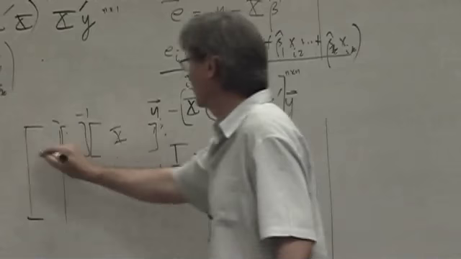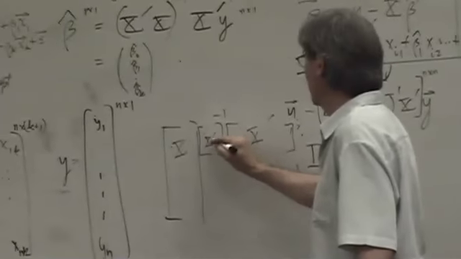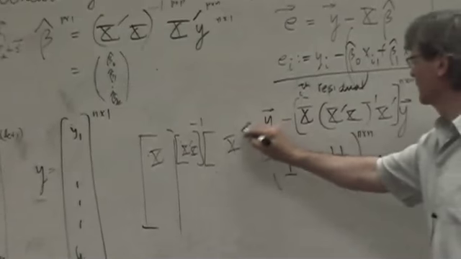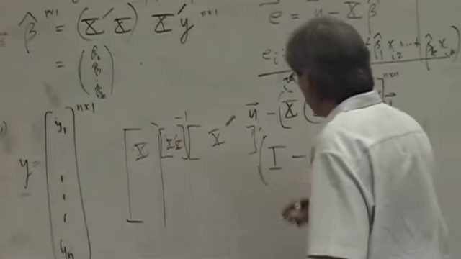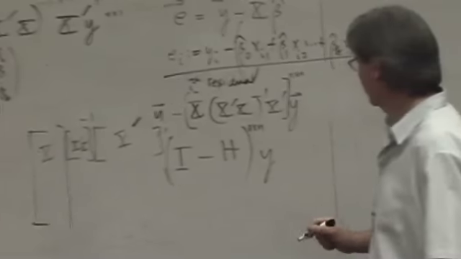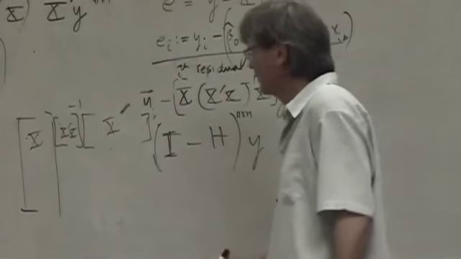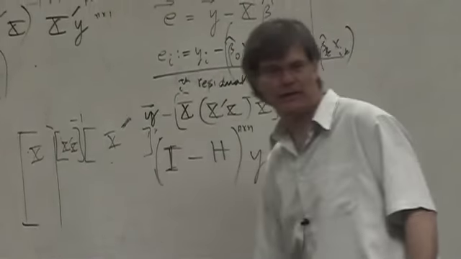This is x prime, this is x, and this is x prime x, and then inversed. Okay? So that's your H matrix. And we did mention that it is a projection matrix. H squared is equal to H. It's symmetric, and its square is equal to itself. So this is y minus the projection of y onto the column space of x.